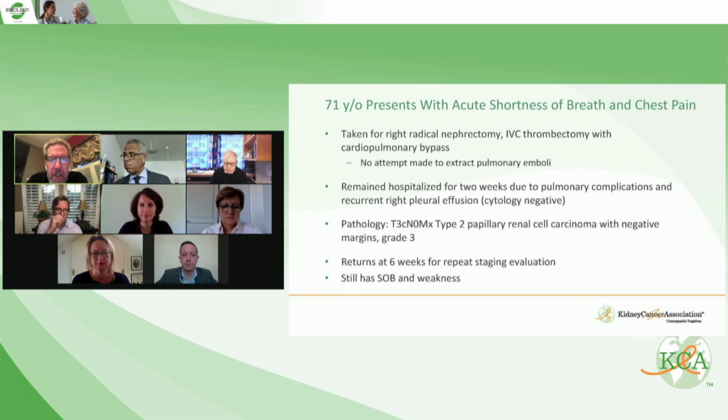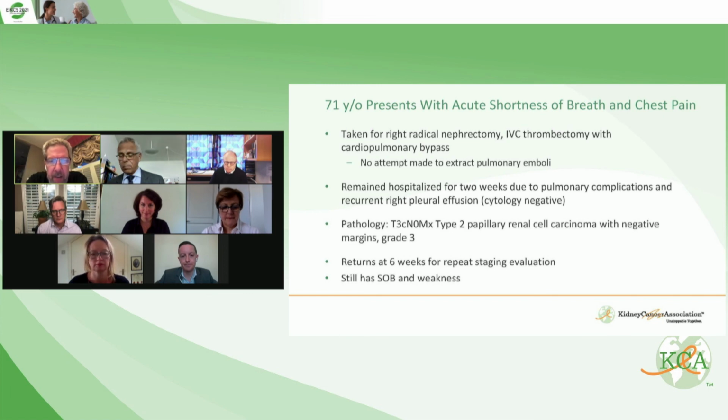There was no attempt made to extract the pulmonary embolus. She remained hospitalized for 2 weeks due to pulmonary complications and also a recurrent right pleural effusion, although the cytology from that effusion was negative. Her pathology showed type 2 papillary renal cell carcinoma with negative margins, nuclear grade 3. She returned 6 weeks later with repeat staging. She still has shortness of breath and still has weakness.